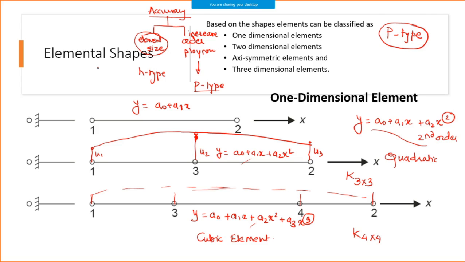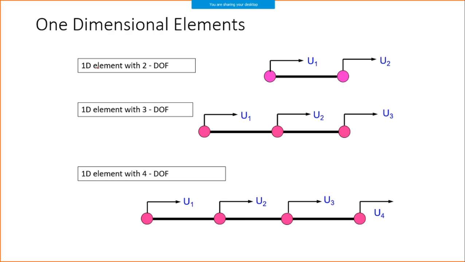So this is the way you can look into the 1D element. This is 1D with 2 degrees of freedom, 1D with 3 degrees of freedom because we have 3 nodes, and 1D with 4 degrees of freedom because we have 4 nodes in a single element. It is first order polynomial, then second order, and this is third. This is what is called p-type approximation, higher order polynomial approximation.